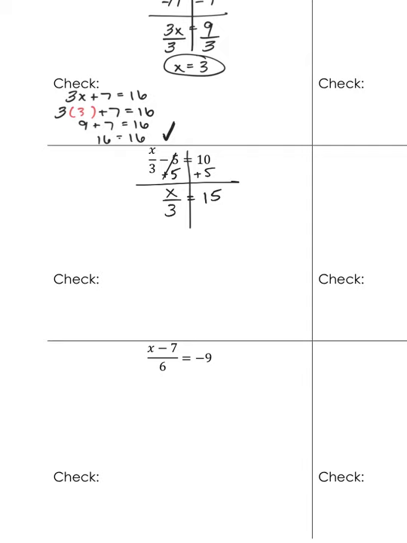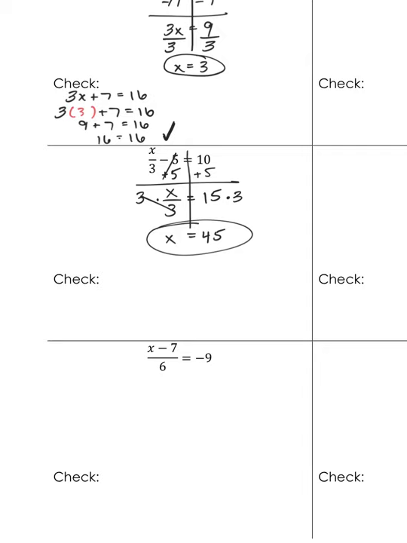I'm going to ask myself again what's happening to x. x is being divided by 3. The opposite is multiplying by 3. 3 divided by 3 is 1. So I end up with x equals 15 times 3 is 45. To check your work, it would be the same process as the other problems. Substitute 45 back into your equation. Make sure that it's balanced on both sides.